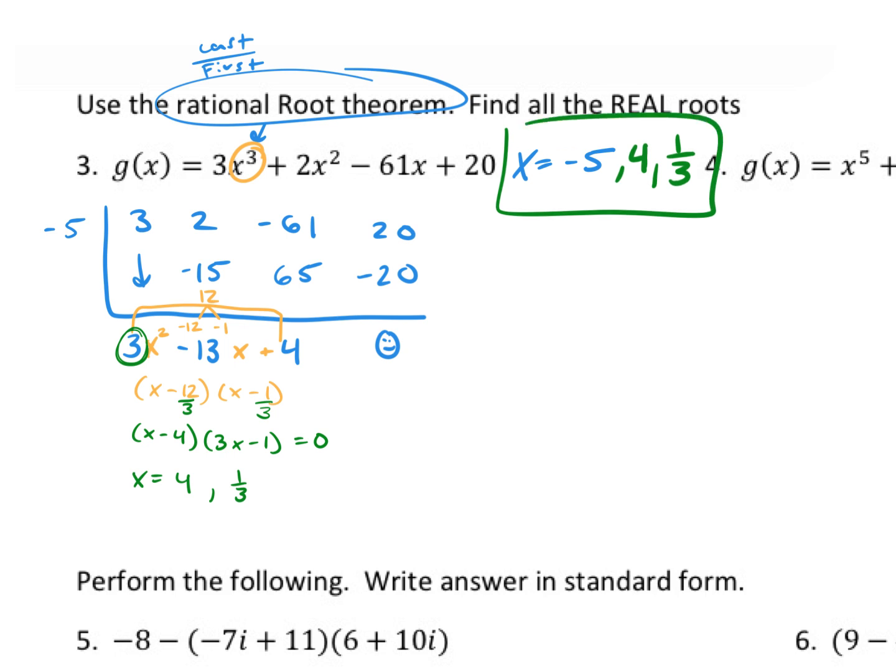If it says find the zeros and you can't factor, you'll have to use your rational root theorem, which is just the last over first, and do synthetic division until you get 0 as the remainder. Any questions here?